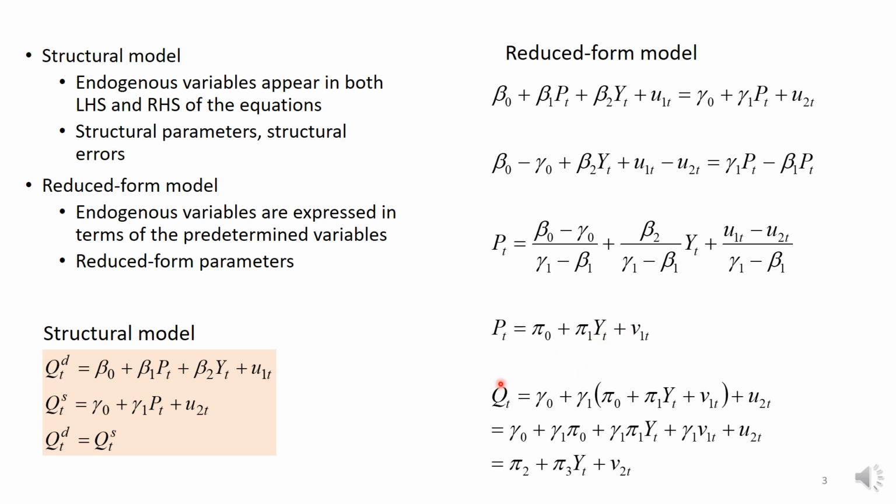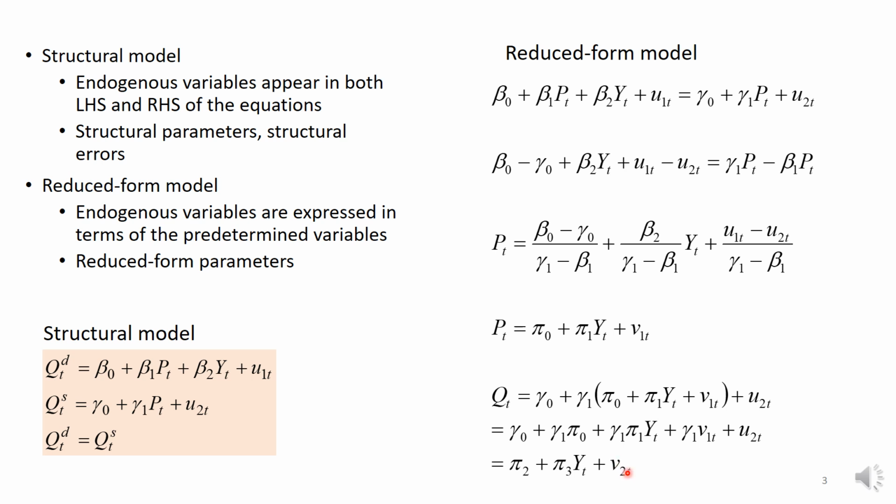And you can do the same thing for your Q. When you do your Q, you can just substitute. So this is Q, for instance, this one. You can now replace this P with what you have over here. So we will have this. Then we can do some simplification, and you have this gamma naught plus gamma 1 pi naught. We can put it as pi 2. This gamma 1 pi 1, we can write it as pi 3, and this would be your error terms, and put it as just 1.